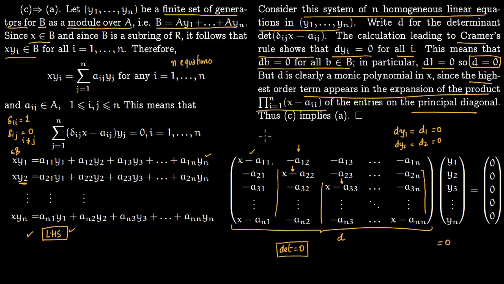So you have x minus a11, x minus a22, and so on to x minus a nn. This gives you the highest term. As you can see, x to the n you will get from here, which is a monic polynomial. The determinant we are setting equal to 0. So once you expand it, you get a polynomial in x which is monic, and it is set equal to 0. So you get a monic polynomial, and x is satisfying this monic polynomial.